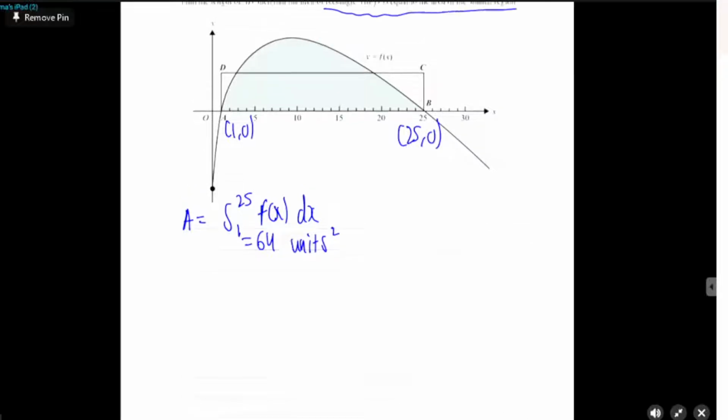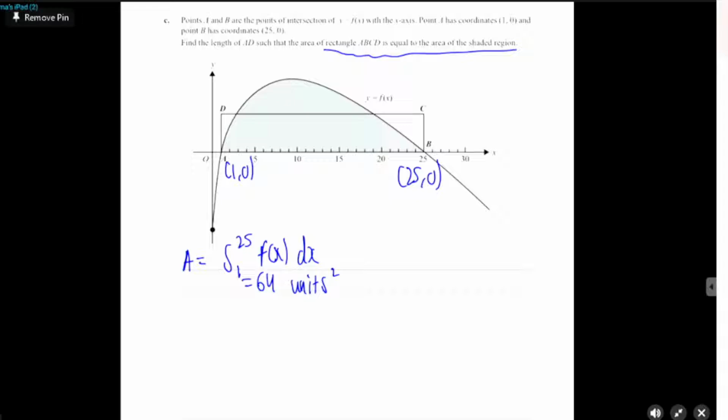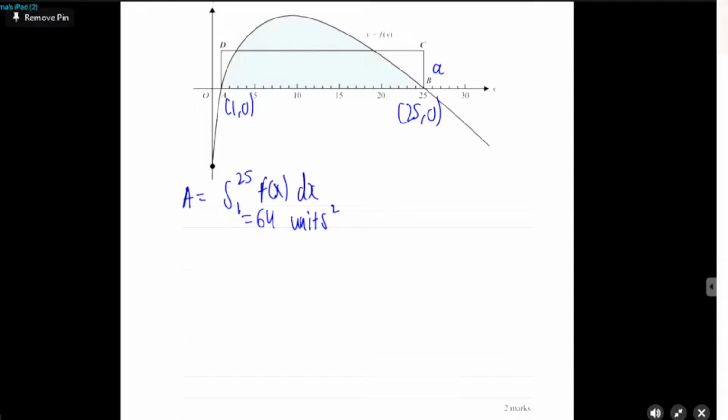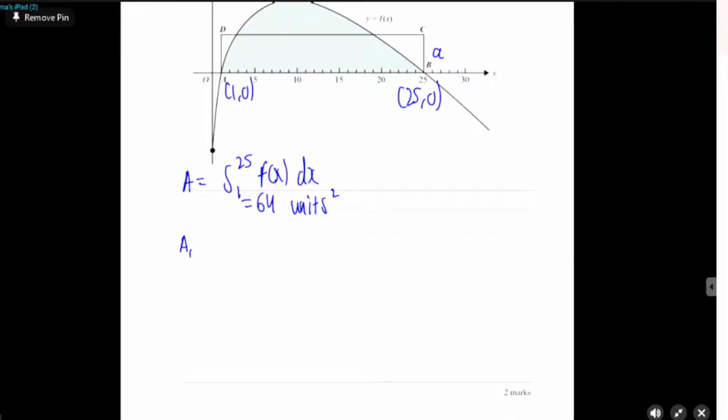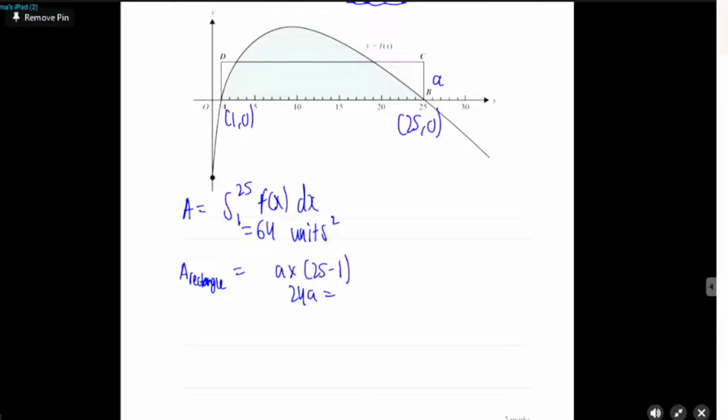And then basically what you have to do is you let this part equal a random constant, and then the area of the rectangle would be equal to a times by 25 take away 1, which is 24a, which equals the area given of the graph, so 64. So a equals 64 over 24, which is the same as 8 on 3, and that's your answer. No, that's not squared.